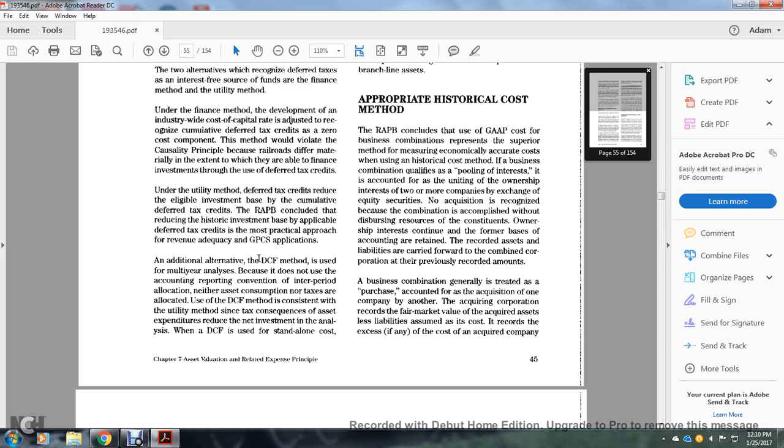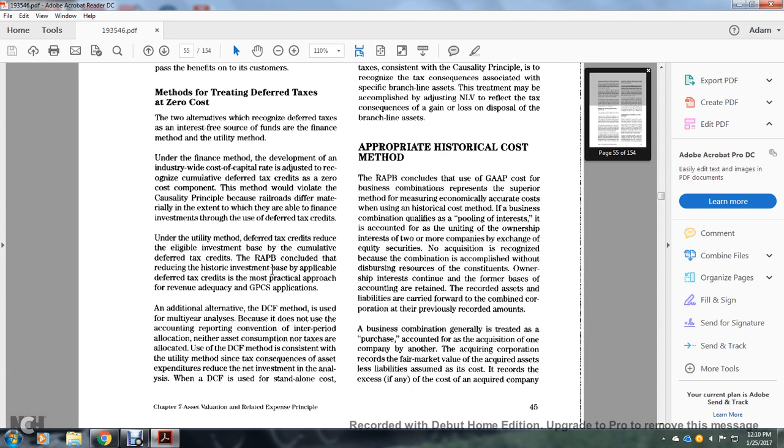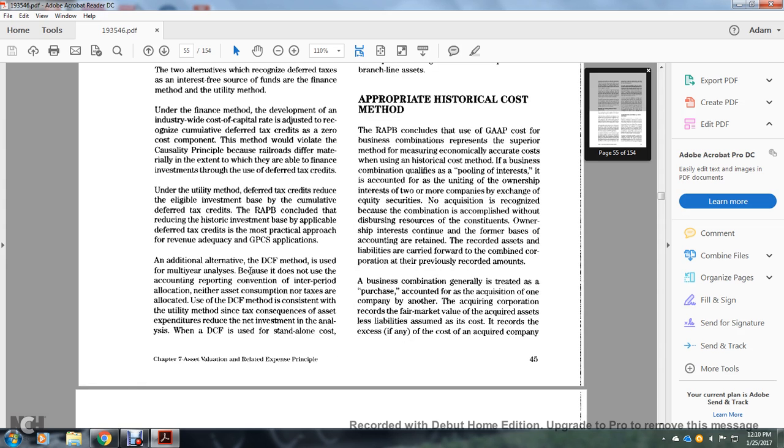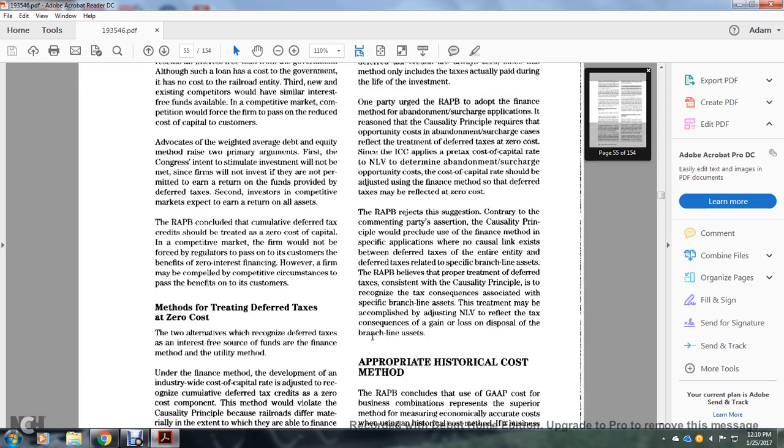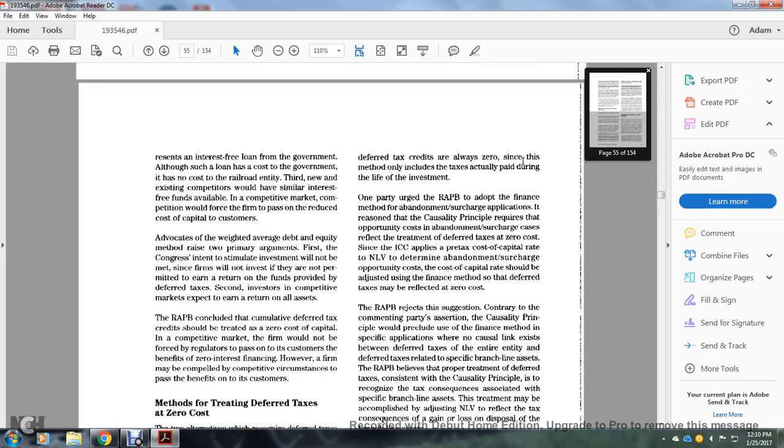An additional alternative to the DCF method is to use a multiple year analysis, because it does not conflict with the reporting convention and interfere with the allocation and assessing of the consumption of the taxes allocated. Using the DCF method is consistent with the utility method since taxes consequently offset the expenditure and reduce the net investment. In the analysis, the DCF uses the standalone cost. Deferred taxes are always zero, since the method only includes the tax actually paid during the life of the investment.